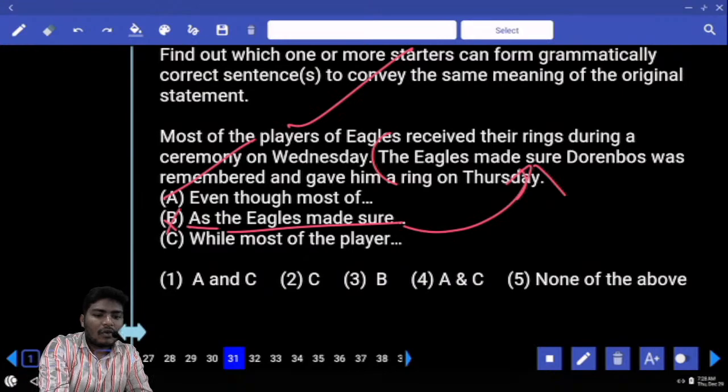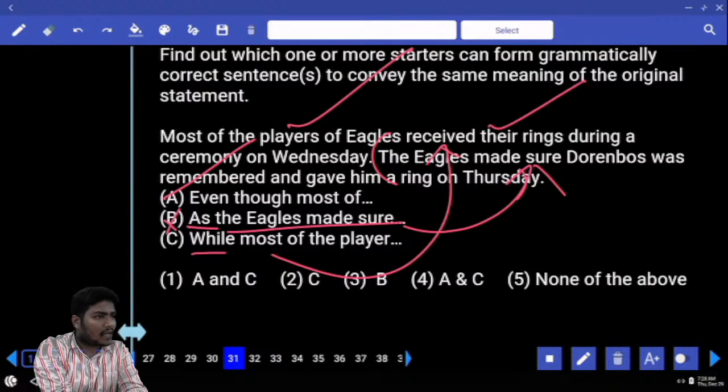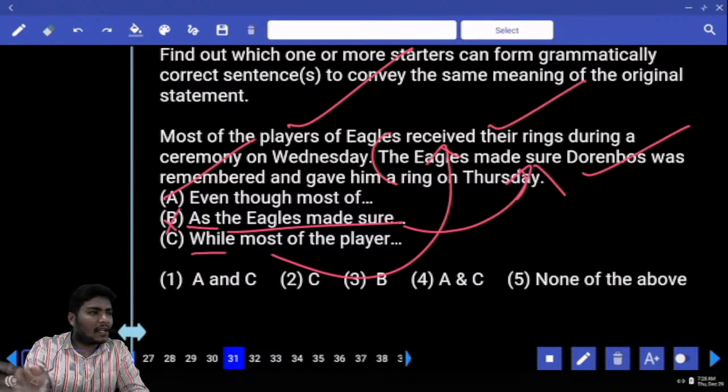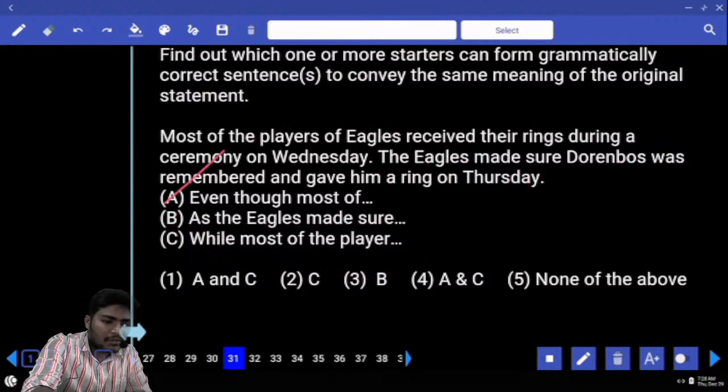No. Next. While most of the players got their rings on Wednesday only, they still made sure that this fellow got the ring on the next day. So we can go for absolutely A and C. Next, move to 32.